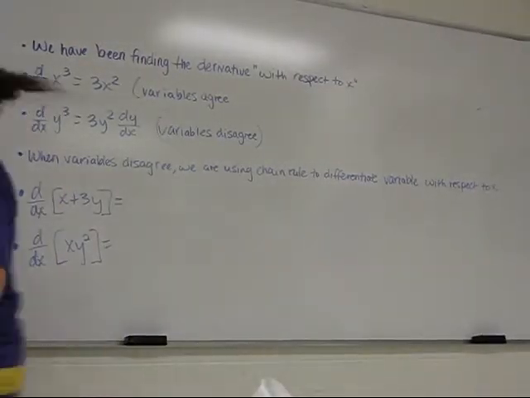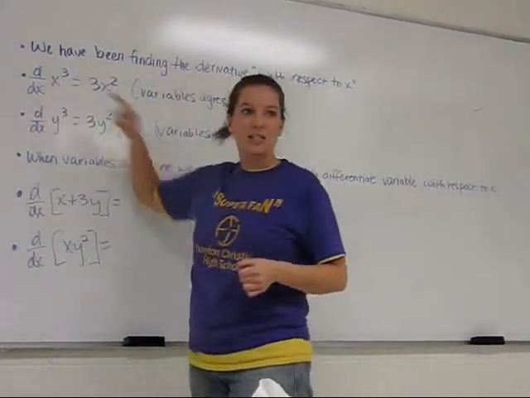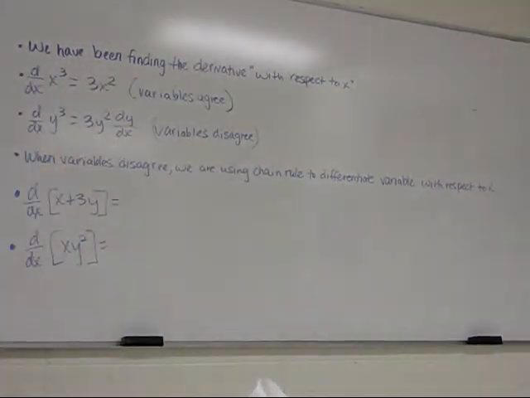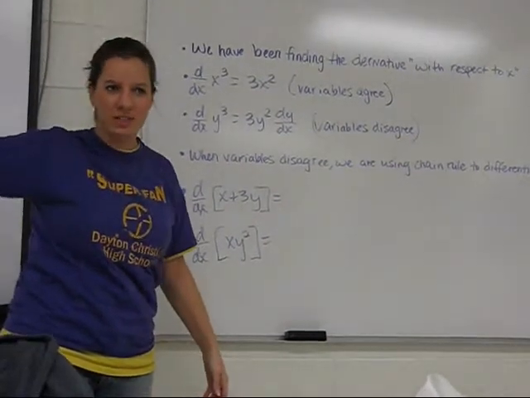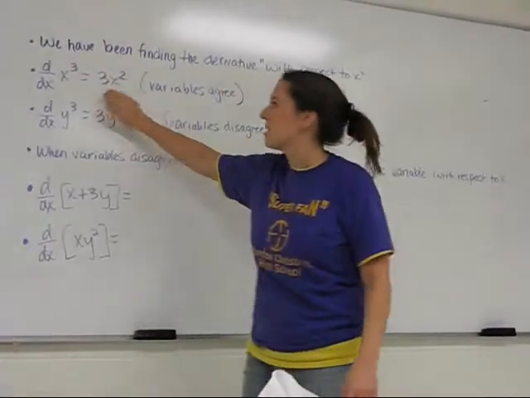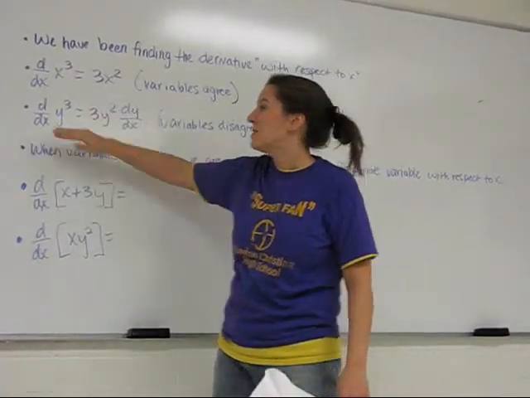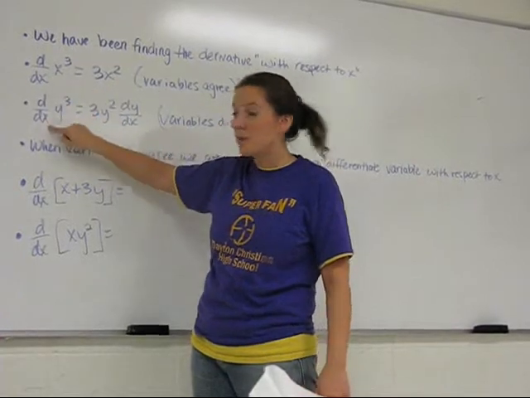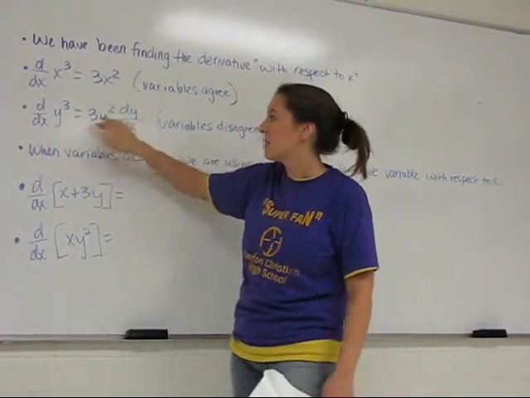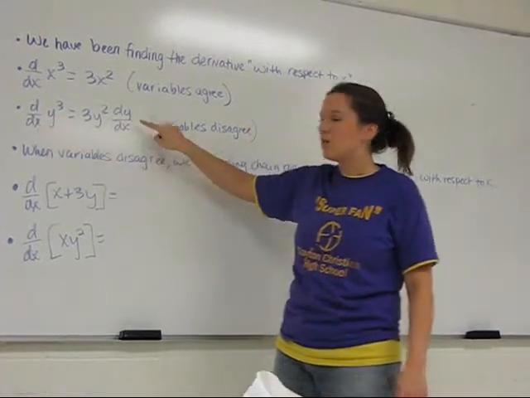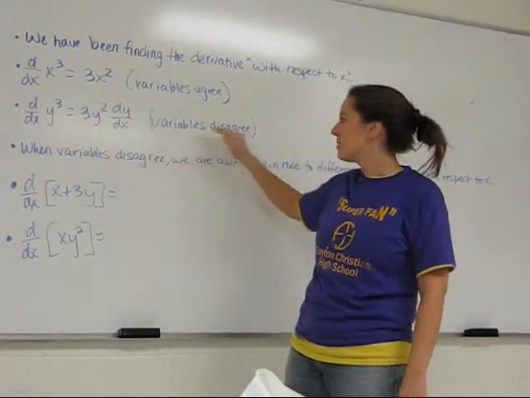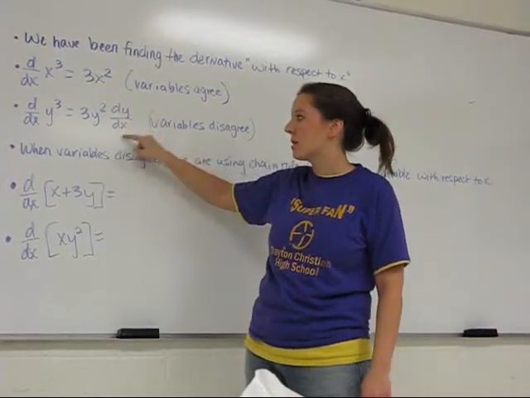Okay, so that's still confusing. I made a new slide this year. How do they agree? This one's x and that one's x. Because they're both x, I'm taking the derivative of x with respect to x, so it would do that canceling out thing, dx over dx cancels. Because they agree, I can just write 3x squared. But if I'm taking the derivative of y cubed with respect to x, that's going to be 3y squared. And then because that's not x, I have to write dy over dx.